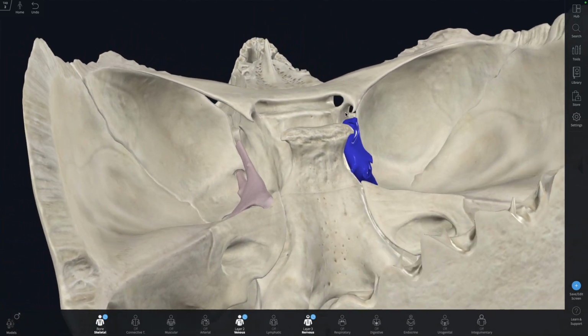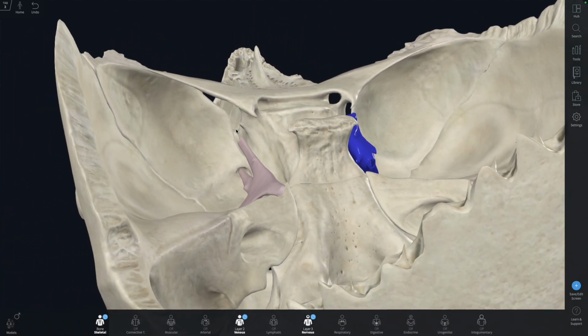Next we have the superior orbital fissure, which we can see from this angle, just here. Superior orbital fissure is responsible for the transmission of a few cranial nerves out of the skull, including cranial nerves 3, 4, the first division of cranial nerve 5, the ophthalmic division, and cranial nerve 6, abducens.